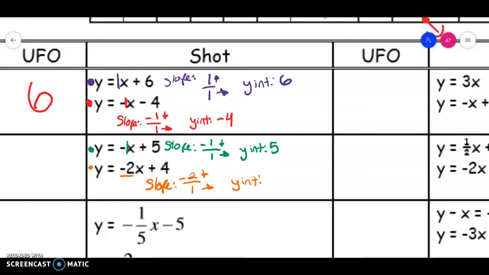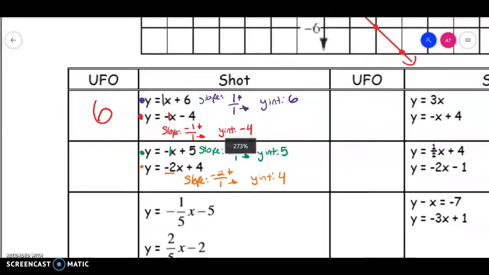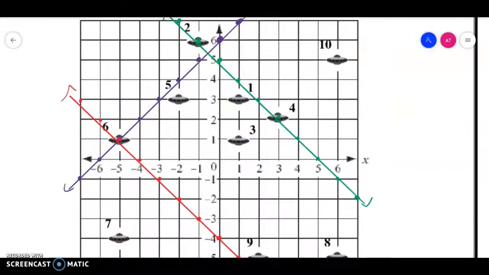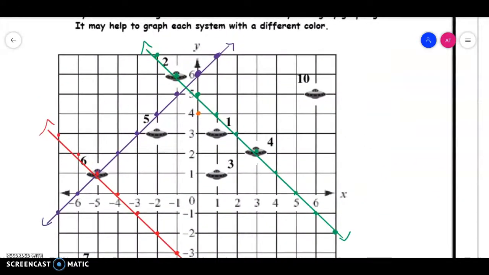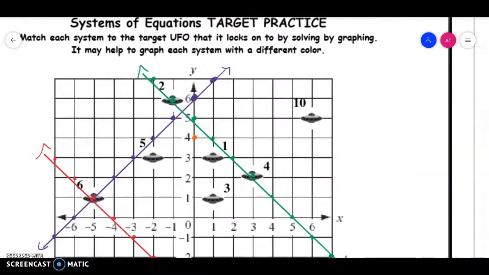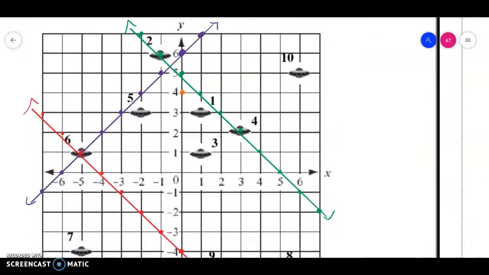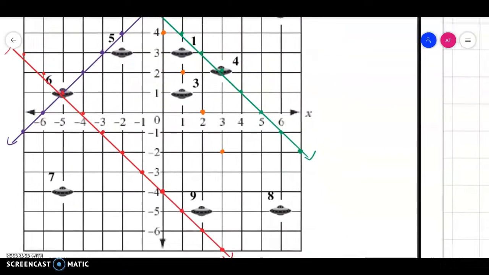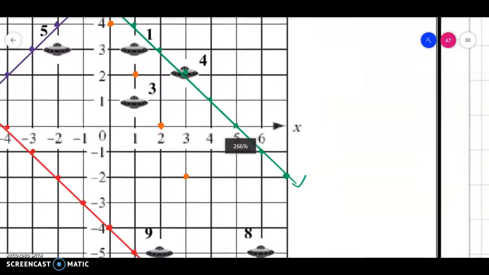So my slope is -2, meaning I'm going to go down 2 and to the right 1. And my y-intercept is a +4. So now I'm going to start at +4 up here. And my slope, we said, was -2 over 1. So from this point, I'm going to go down 1, 2, and to the right one. Down 2 to the right one. Down 2 to the right one. And I'm going to keep going until I hit the edge of my graph.